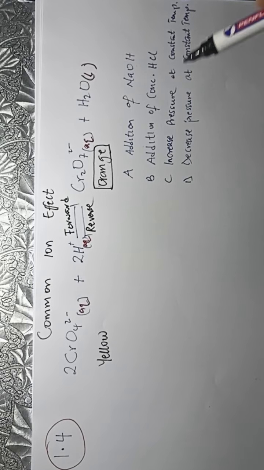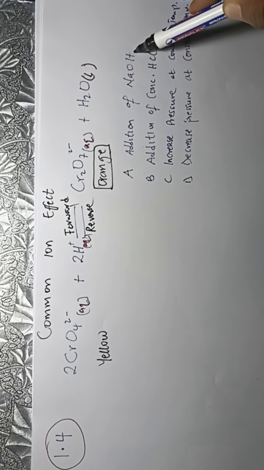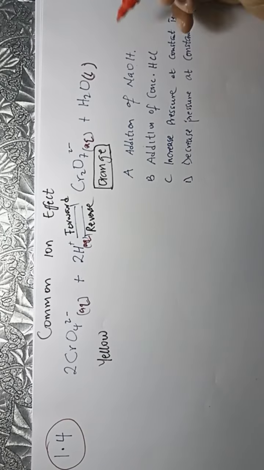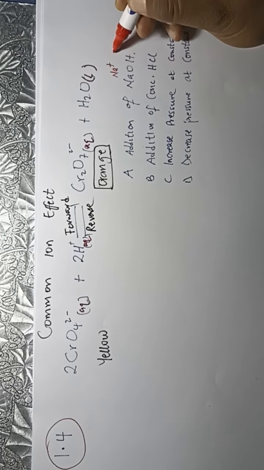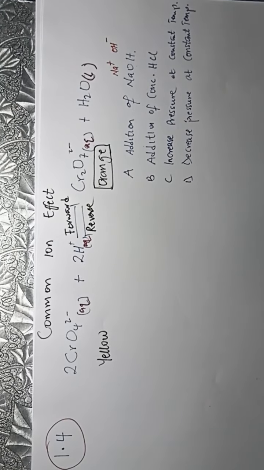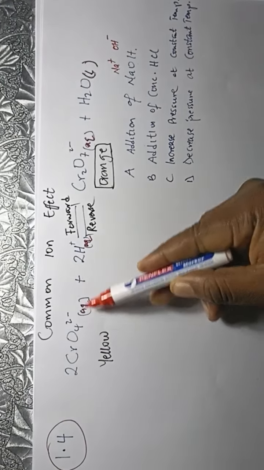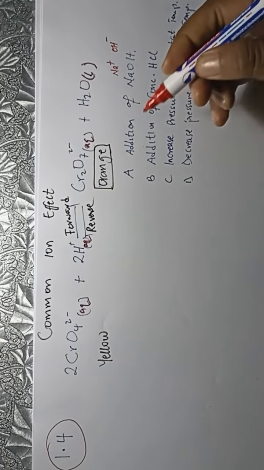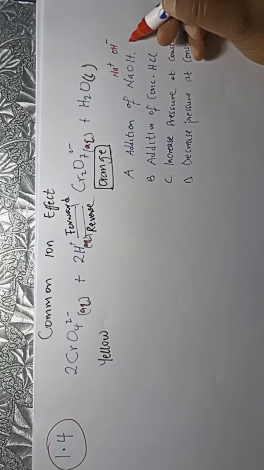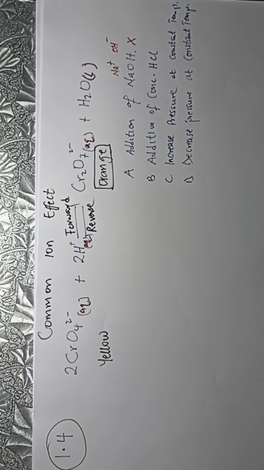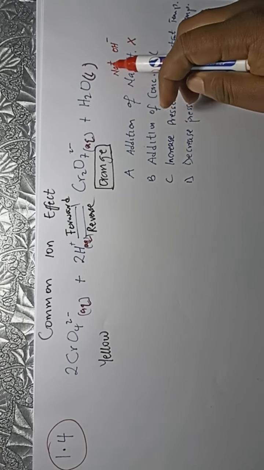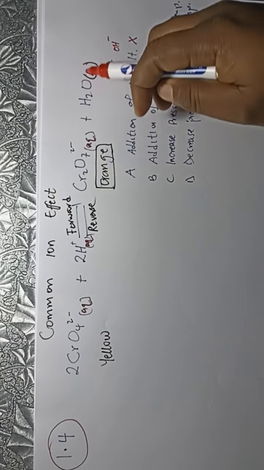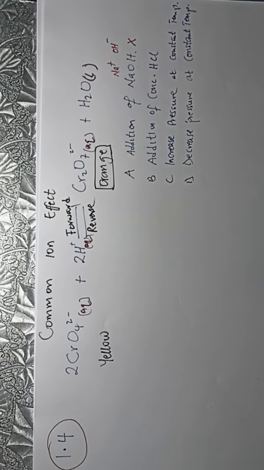Let's look at this. You will see addition of sodium hydroxide. Sodium hydroxide has sodium plus when it ionizes or dissociates in water. But if you look at the equation, there is none of this in it. So in other words, sodium will not have any effect on this reaction, because the sodium ion and the hydroxide ion are not in any of these equations, so it will not have an effect on it.